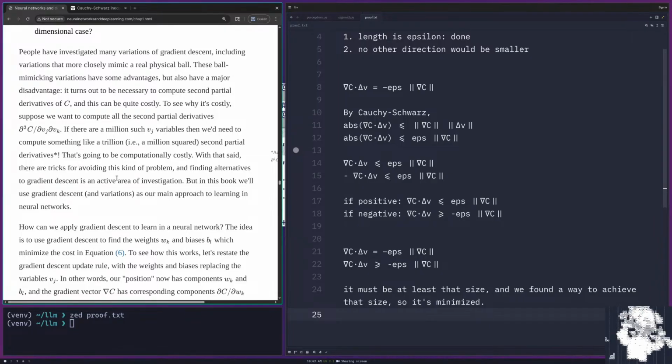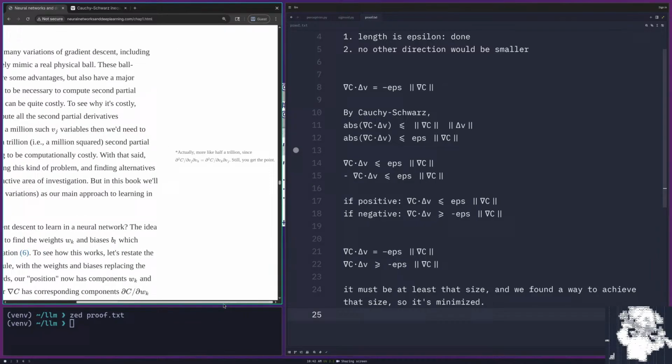With that said, there are tricks for avoiding this kind of problem, and finding alternatives to gradient descent is an active area of investigation. But in this book, we'll use gradient descent and variations as our main approach in learning neural networks. Asterisk. Actually more like half a trillion, since the derivative of c with respect to Vj Vk equals the derivative of c with respect to Vk Vj. Still, you get the point.